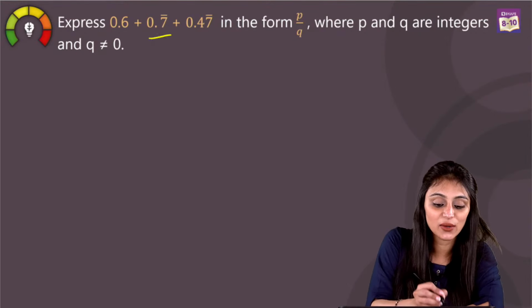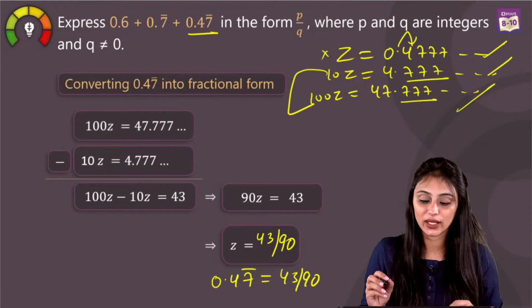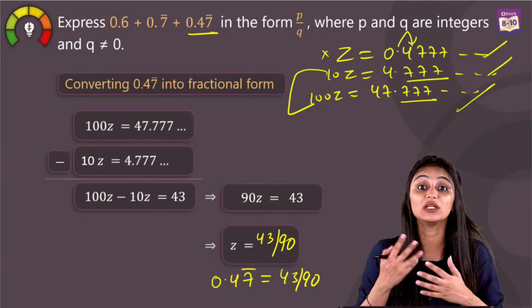Okay, so how to choose whether we have to multiply it by 10 or 100? We do this so that after the decimal point, the recurring digits are together. Like here the recurring digits are together after the decimal point. Here as well they are together. It's just that sometimes we might come across different questions.